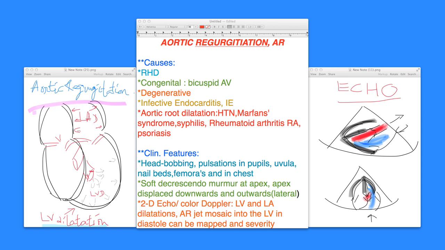Okay, so these are the basics of aortic regurgitation, and please supplement this with extra knowledge from the textbooks and elsewhere in the journals, and of course we'll be talking and updating you further with treatments, etc. at a later time.